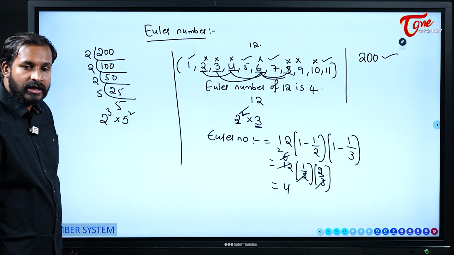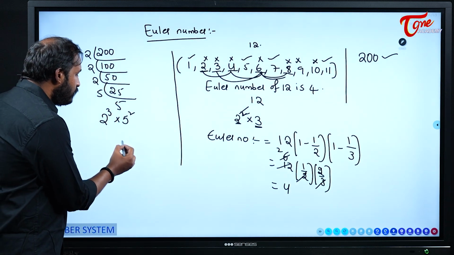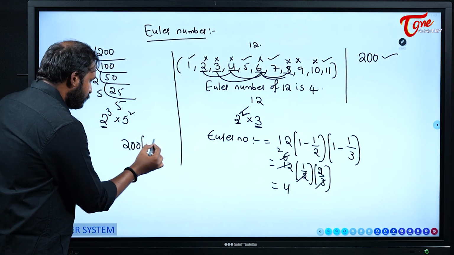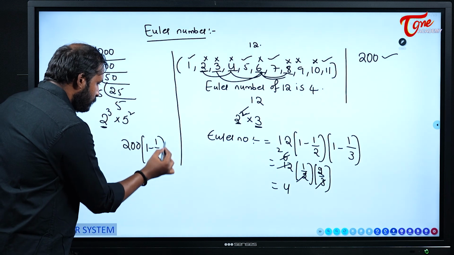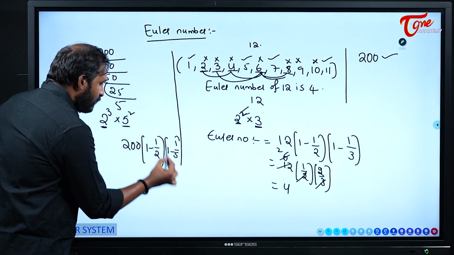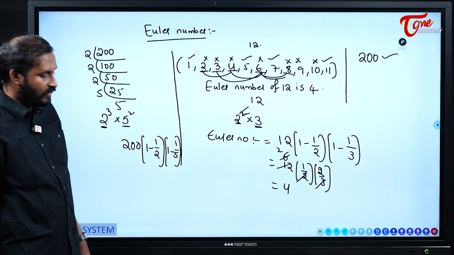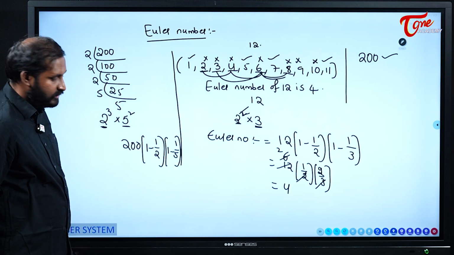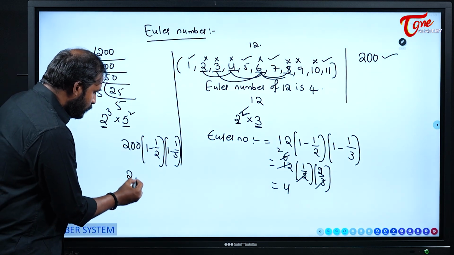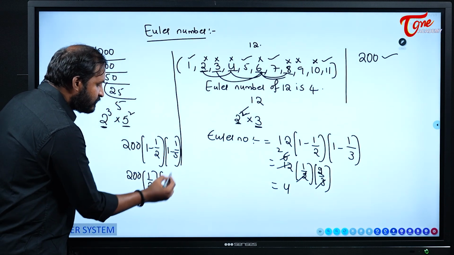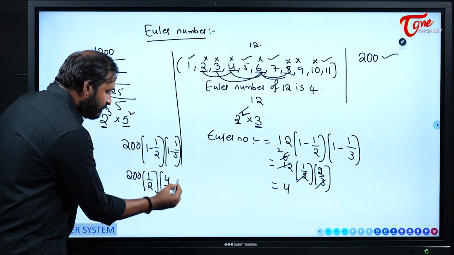So, to write the Euler number of this one, what will I do? 200 into 1 minus 1 by 2 into 1 minus 1 by 5. Here I am not writing 3. The reason is I don't have 3 here. Okay, so what will you get here? 200 into 1 by 2 into 4 by 5.